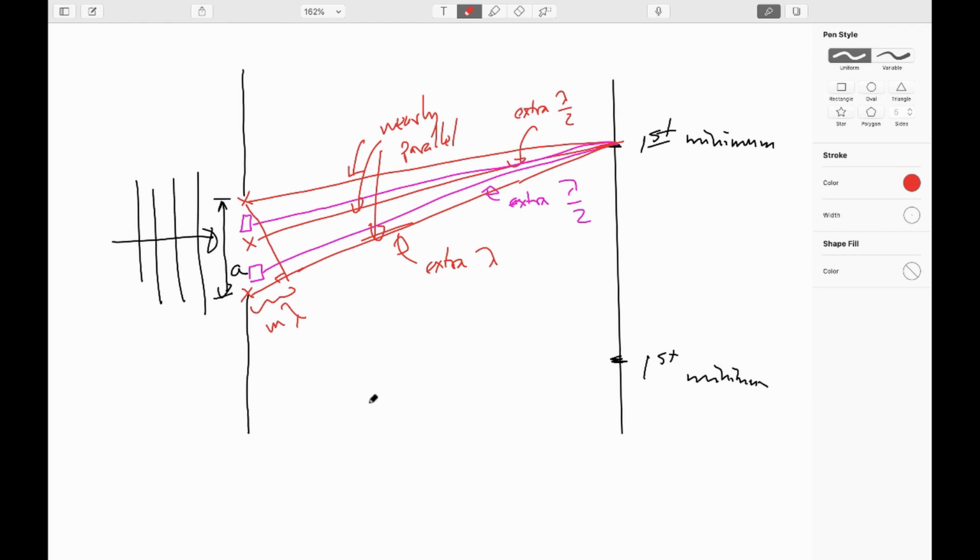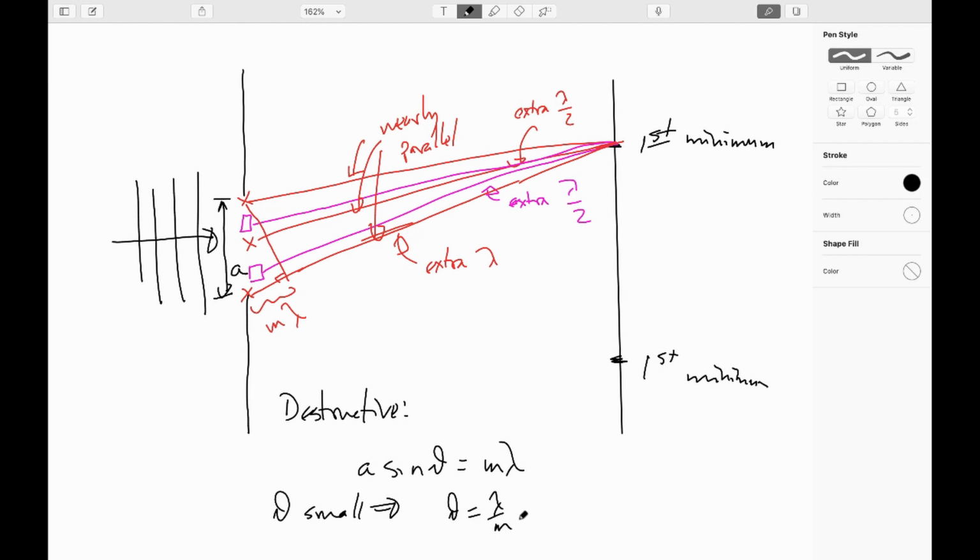It turns out that the condition for minima, so for destructive interference, will again be that a sine theta equals m lambda, and usually theta is small, which allows us to rewrite it as theta equals m lambda over a, like before.